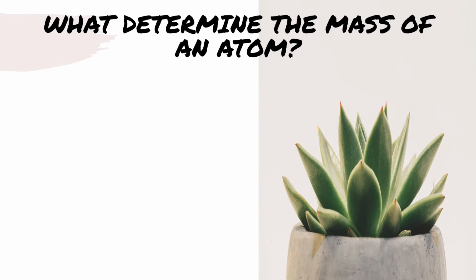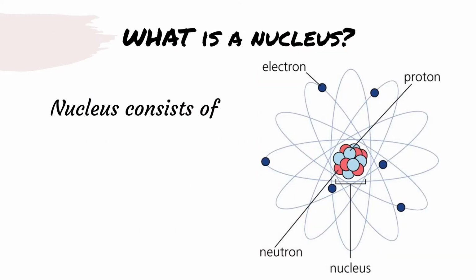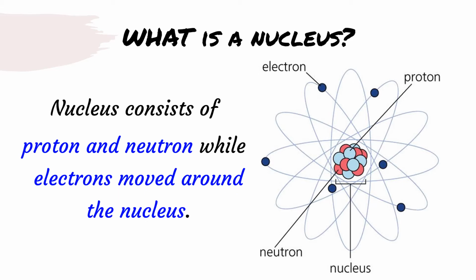What determines the mass of an atom? Yes, the mass of an atom is concentrated in a tiny fraction of the atom itself, which we call the nucleus. According to the New Zealand scientist and the Danish physicist, the nucleus consists of protons and neutrons, while the electrons move around the nucleus of the atom.